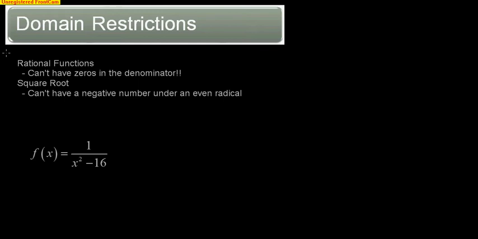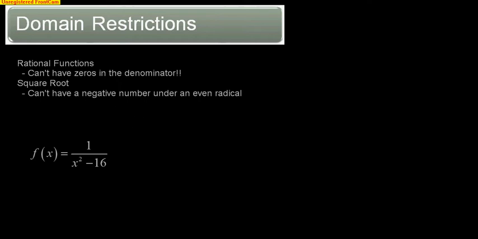First of all, we talk about the domain restrictions right here. If it's a rational function, and remember, a rational function is like a fraction, we want to make sure that we can't have zeros in the denominator. If we have a square root as the function, we can't have a negative number under an even radical. So if it's a square root or a fourth root, anything where the index number is even, we can't have a negative number underneath that.